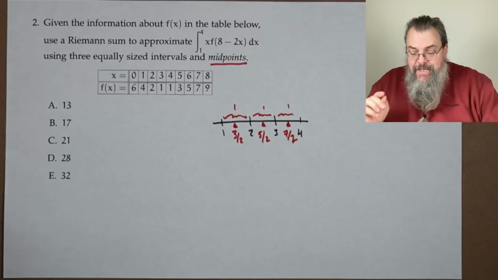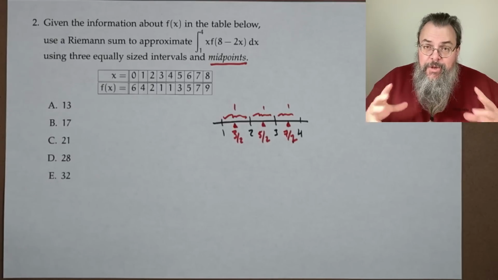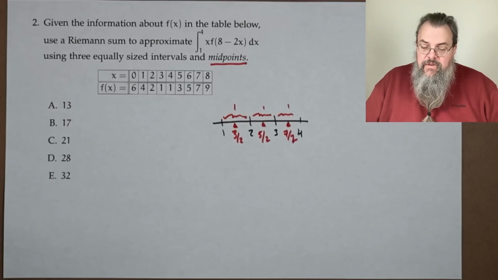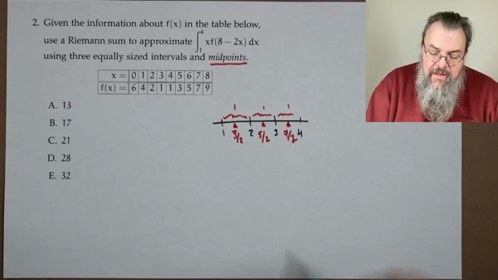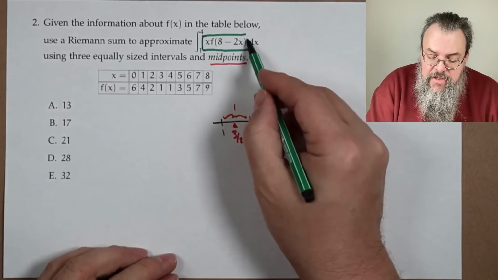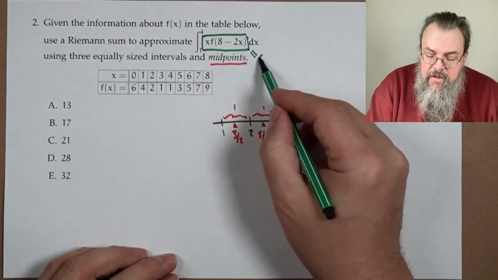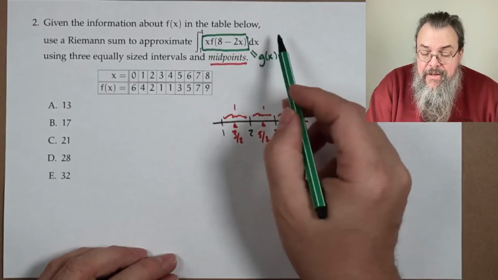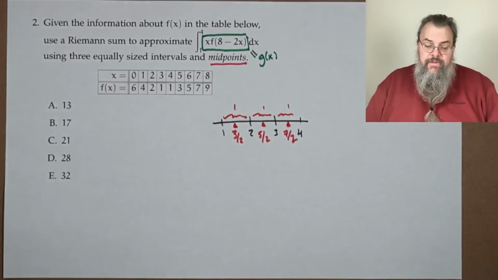Now, speaking of the function, it's the part that we're integrating. So it's not really f of x, it's this whole part right here. This is going to be the function. So let's call this another name. We'll call it g of x. So this is where we get our heights. The dx is where we get our widths.